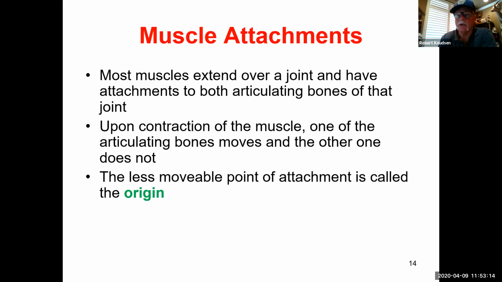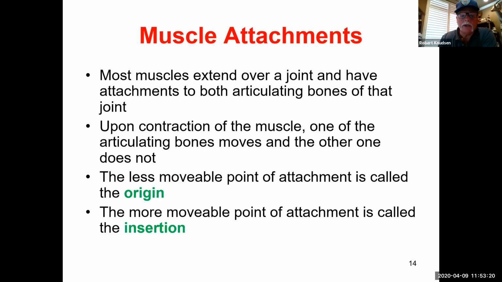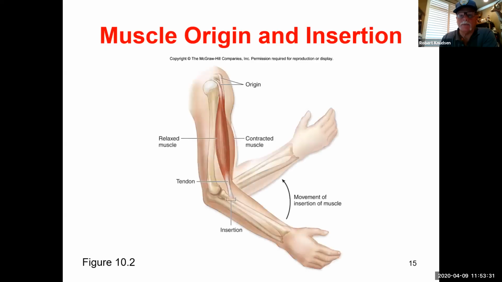Okay, origin, the attachment site of a muscle that either doesn't move or moves only slightly. Insertion, the attachment site of a muscle that moves, period. They're using the example of the biceps muscle, biceps brachii. Biceps means it has 2 points of origin.